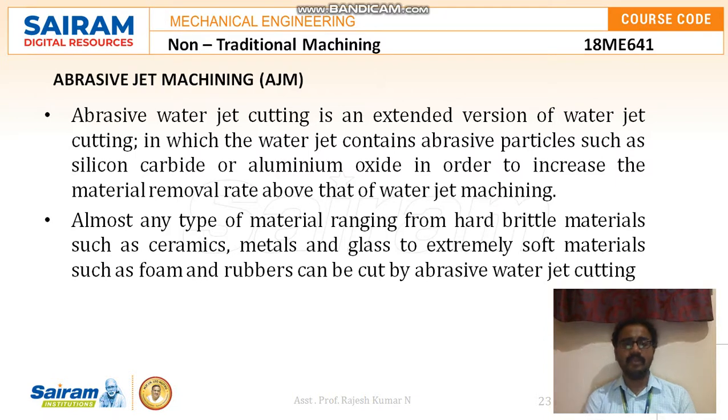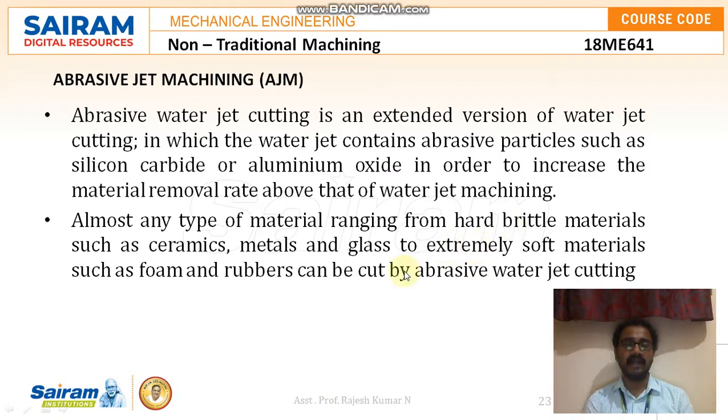Generally, abrasive jet machining is a cutting process, and it is an extended version of the water jet cutting process, where the water jet contains abrasive particles such as silicon carbide or aluminum oxide in order to increase the metal removal rate above that of the water jet machining process. Almost any type of material, ranging from hard brittle materials such as ceramics, metals and glass to extremely soft materials such as foam and rubbers, can be cut by abrasive water jet cutting. So this is the major use.